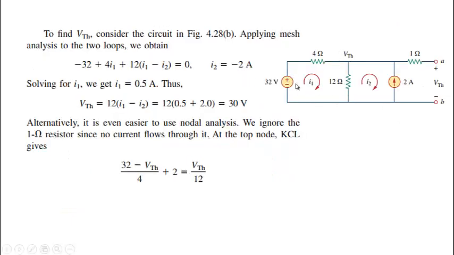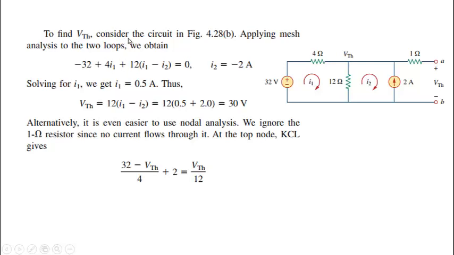So when there is only one variable, nodal analysis would have been better, but here this book has used mesh analysis. We can go through mesh analysis as well, because using mesh analysis here we have to find out two variables, that is I1 and I2. So I recommend you find this VTH by using the Thevenin theorem.